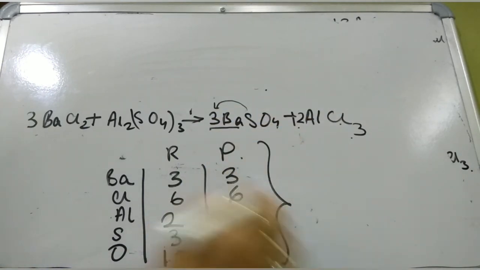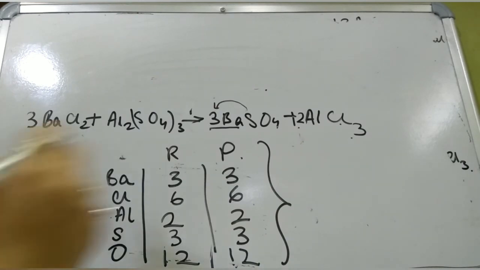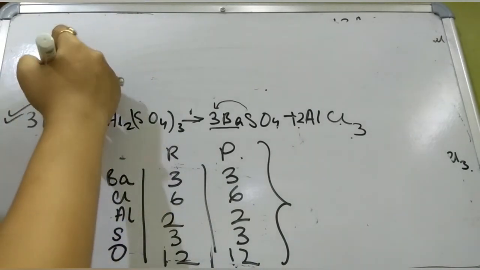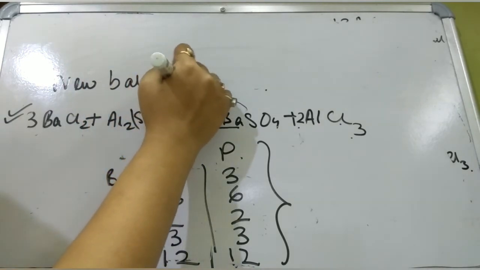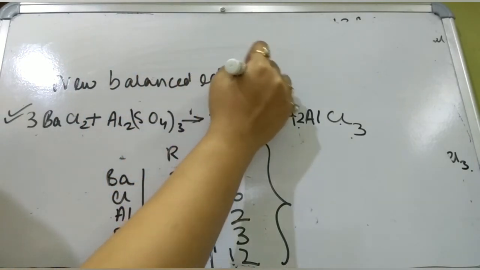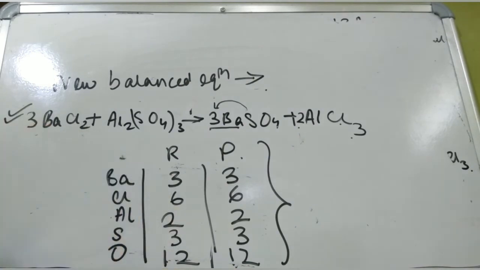Okay, so now every atom is balanced. All the atoms in the reactant are balanced. So now this is the new balanced equation. We can write that this is the new balanced equation.